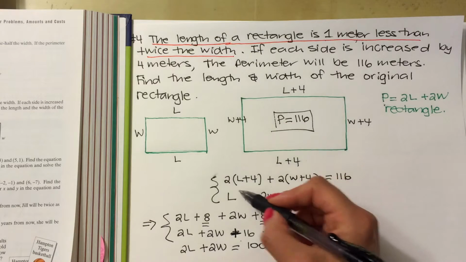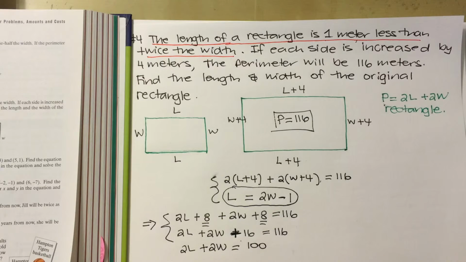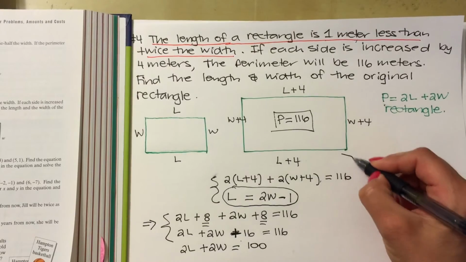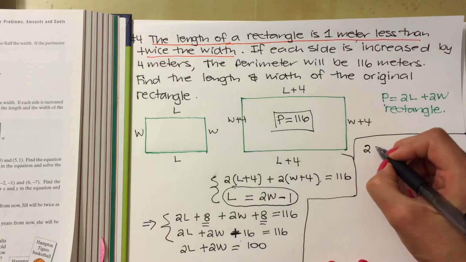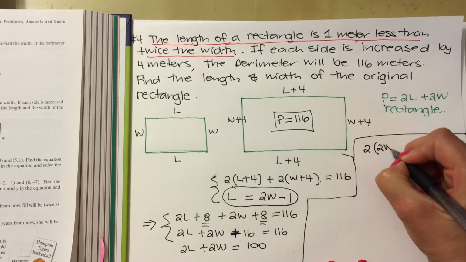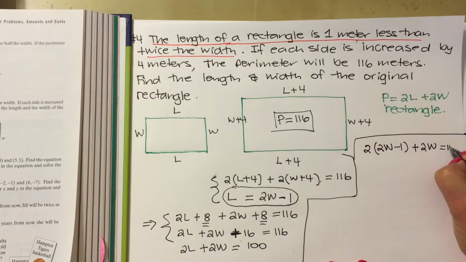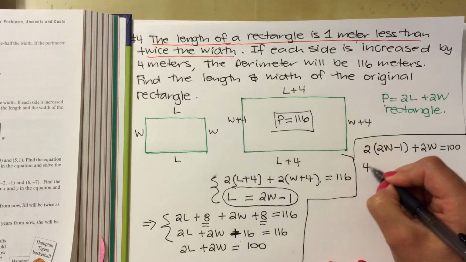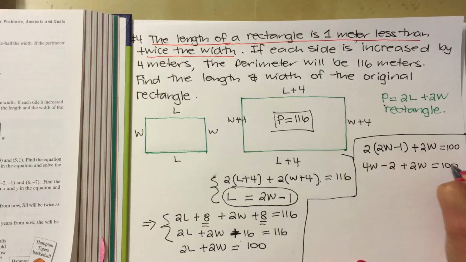And then we have this equation over here. So we have to basically solve. You can use substitution. Since this equation is solved for L, I could just take this and plug it into here. So we could do that. Let's do that over here. We have 2 parentheses 2W minus 1 plus 2W is equal to 100. Distribute. Combine.